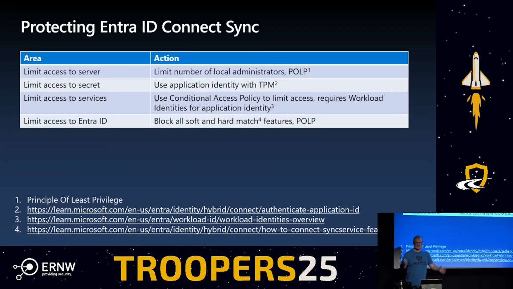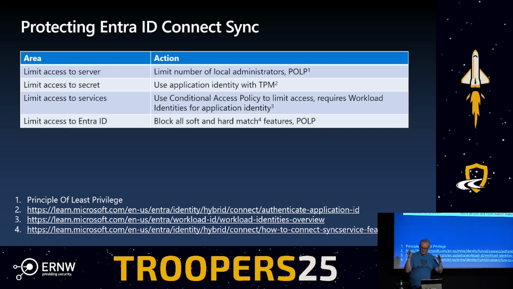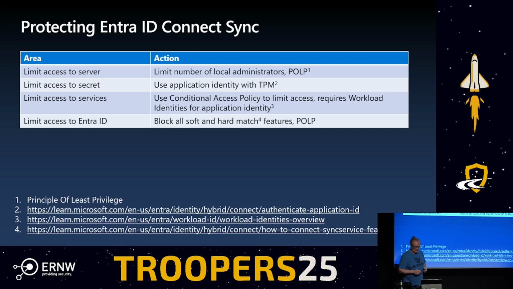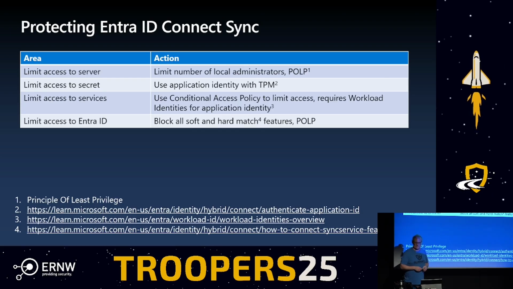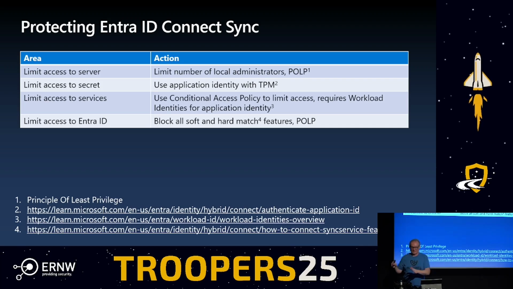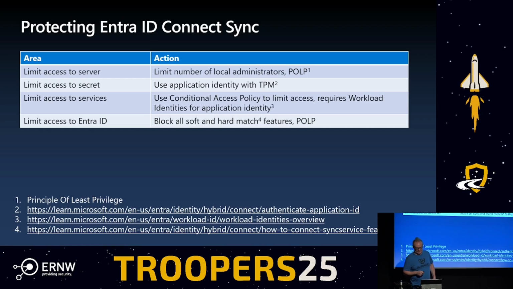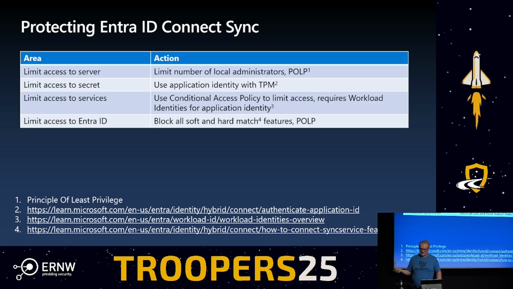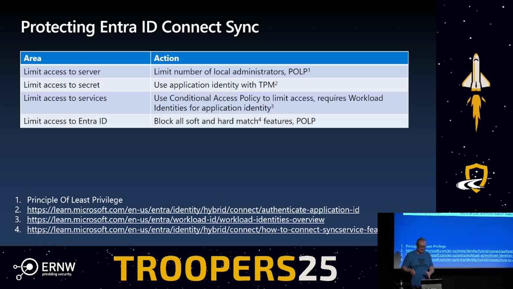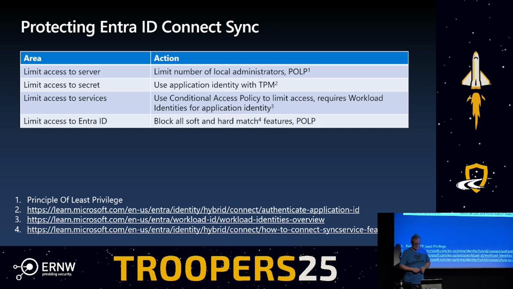So here is the list for the vendors, because now that we know the graph and we know the edges, this is what we can do to limit or block. First of all, you need to limit access to the server. You need to protect that at the same level that you protect your domain controllers. And then you can limit access to the secret. So I suggest that you use the application identity with TPM. Again, there's still risk if somebody is able to compromise your computer and stay there. They can do things, but otherwise they can't get the secret out of there, and that's the most important.